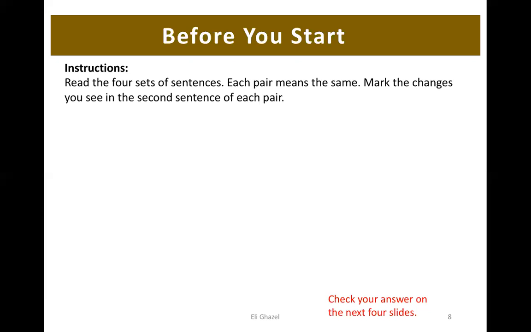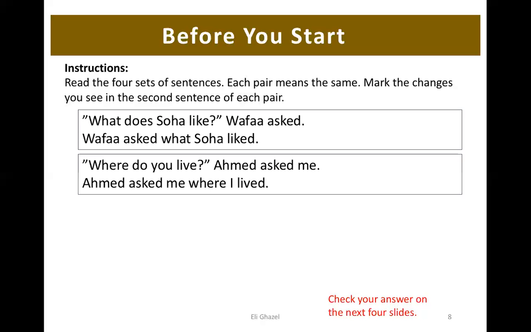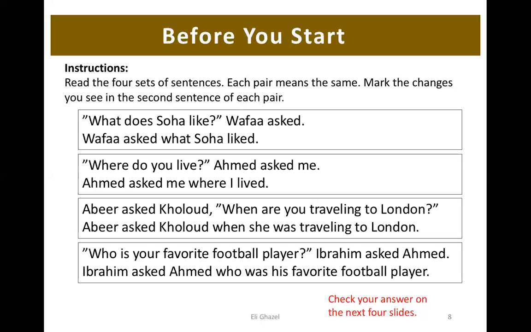So let's start. We're going to give the students 4 sets of sentences. Each pair means the same. We want them to mark the changes they see in the second sentence of each pair. Now, you can do this either by giving them the 4 sets, or you can give it one at a time. So when they finish this, then you give them the other one, or you can give them all 4.